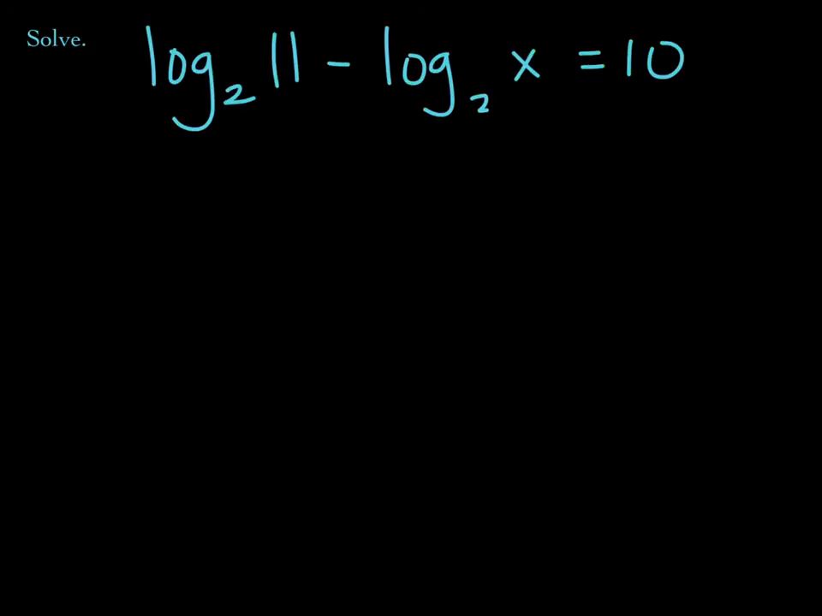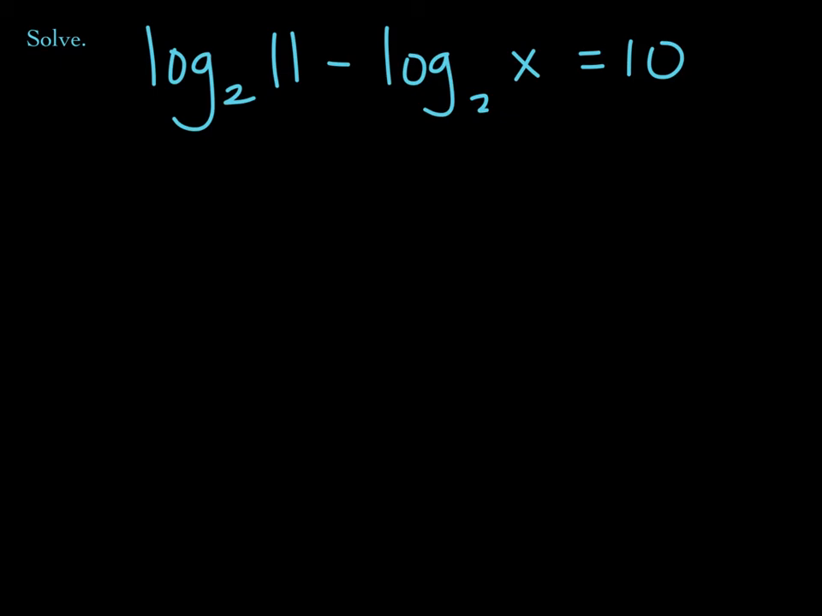Check out this log equation. Log base 2 of 11 minus log base 2 of x is equal to 10. Now, once again, my strategy is going to be the same, which is to rewrite this as its related exponential equation, but I am not allowed to do this yet. I cannot change it to its related exponential equation until this difference of logs becomes one logarithm. What we keep wanting is only one logarithm on one side of the equation set equal to a number.